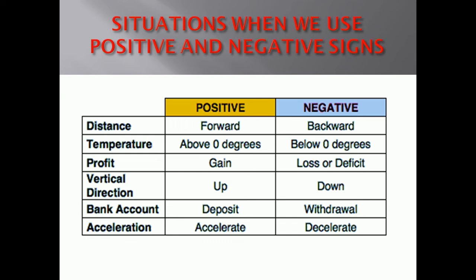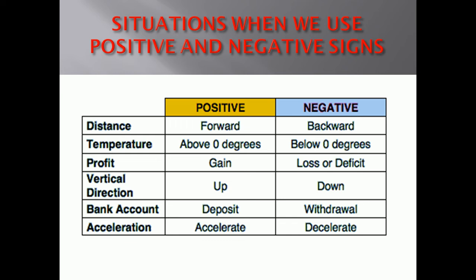Profit. If a shopkeeper has a gain or a profit of suppose 10 rupees, we will show it with positive sign, we will write +10. And if he has a loss of 10 rupees, then we will say he has a loss of -10. Direction. If you are moving in an upward direction, we use positive sign with it, and if we are moving in a downward direction, we use negative sign with it. Suppose someone is moving in the north direction and another person is moving in the south direction, then for the north direction we use positive sign, and for the south direction we use negative sign.